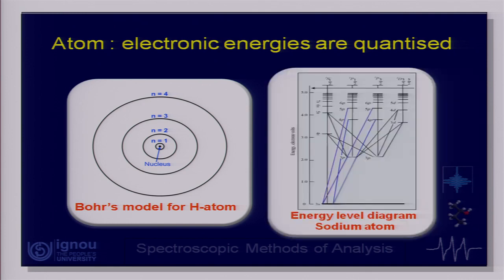And if we go to an atom like sodium, we know that the energy level diagram is a little complicated here because of the interaction of the orbital motion and the spin of the electron. But primarily, what we can say is that for atoms the electronic energy levels are quantized. That is regarding the nature of atoms.